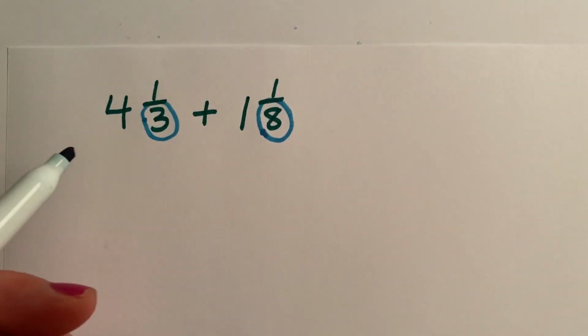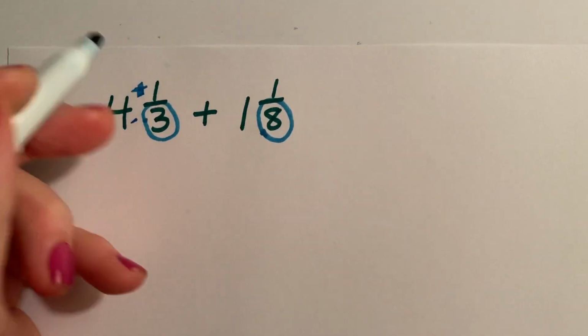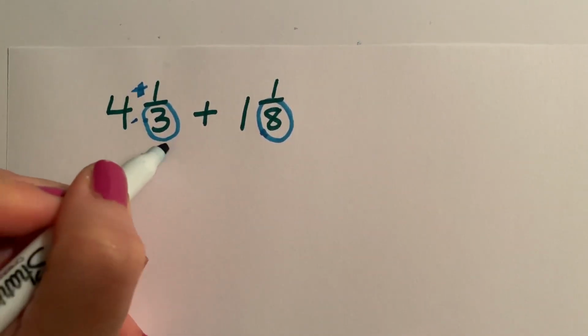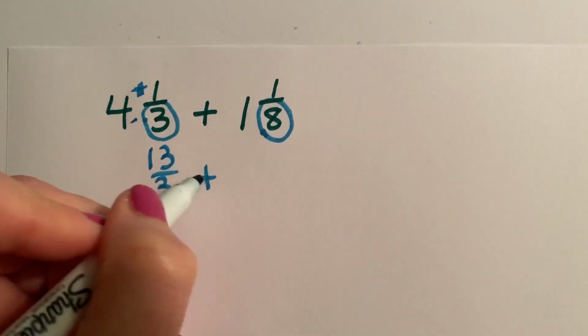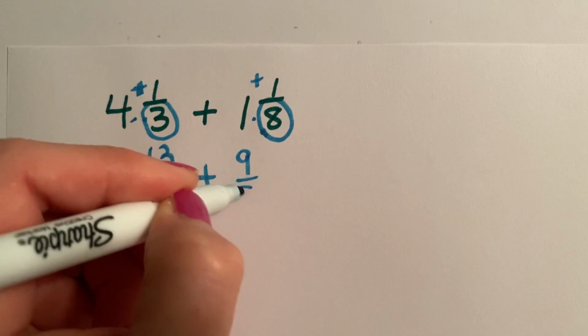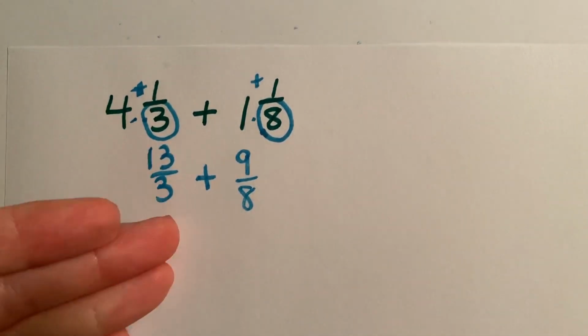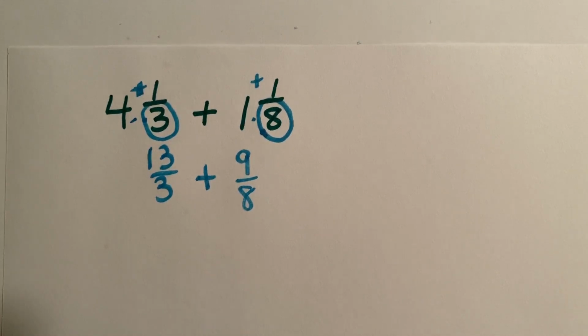I won't go through this whole problem, but you would go ahead and make them improper. You would make this guy 13/3, and you would make this guy 9/8. You would get that common denominator of 24, and you would just proceed the way we always proceed with those. But look out for those other options. If you can make them decimals and make life easier, go for it.